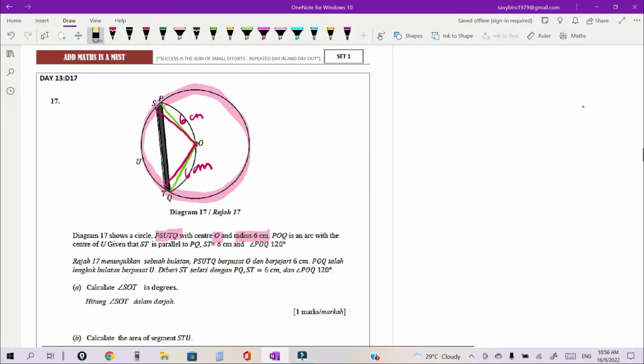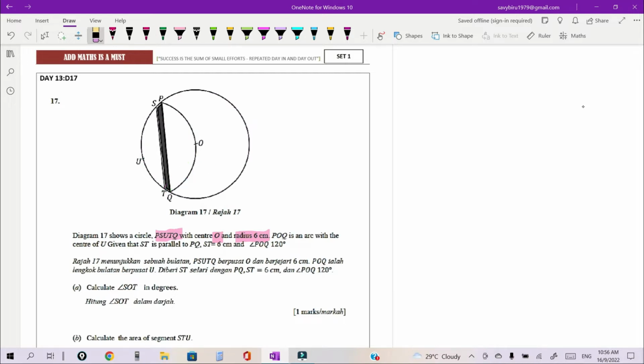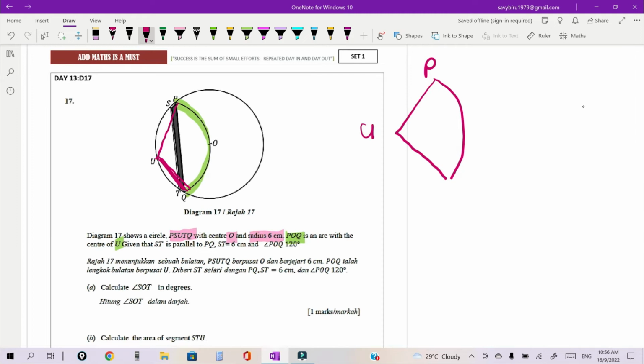POQ is an arc with the center of U. Meaning that you have a sector like this, where here P, here U, here Q, here O.